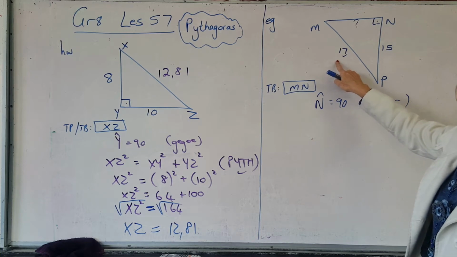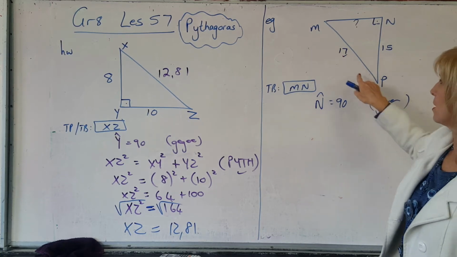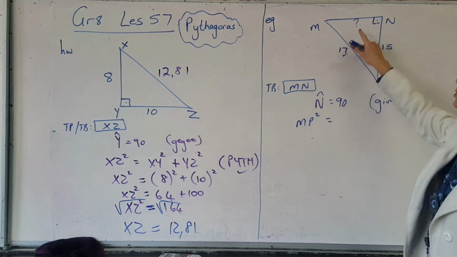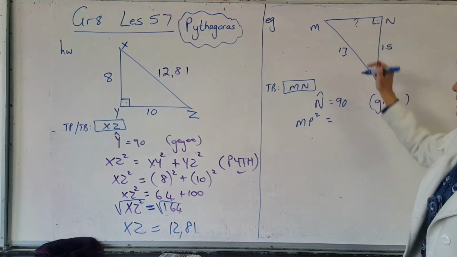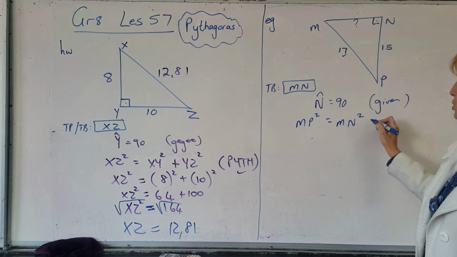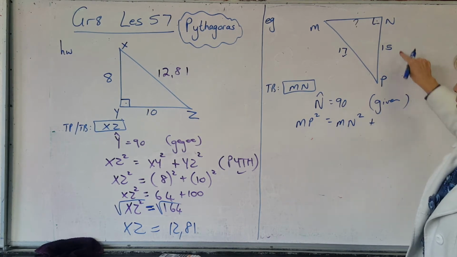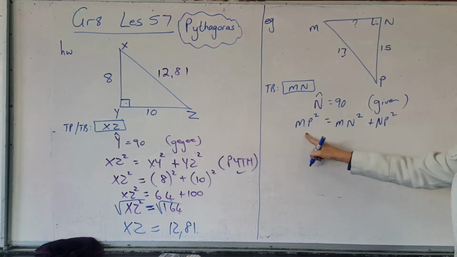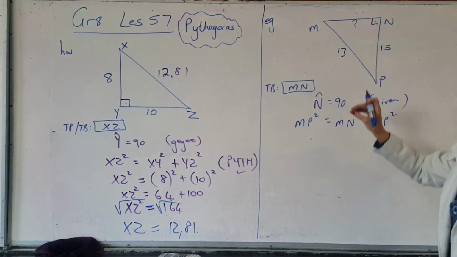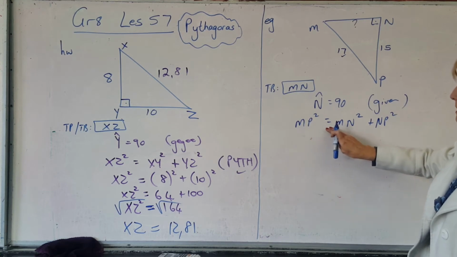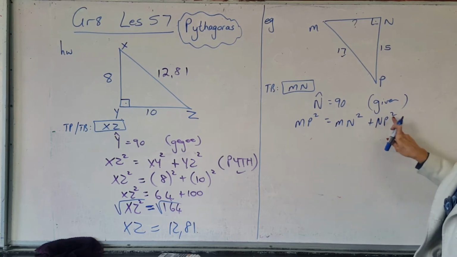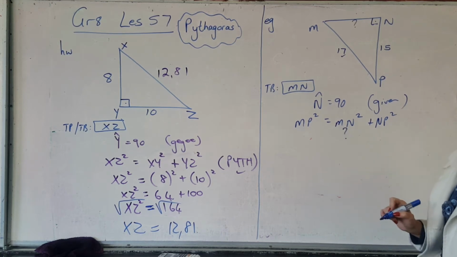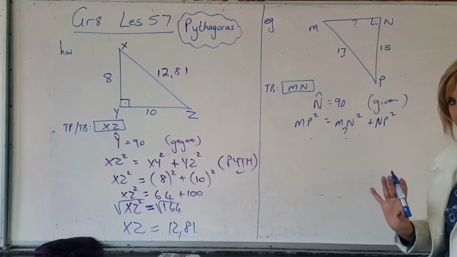Die vierkant op die skynsy, so the square on the hypotenuse side, MP squared, will be equal to the sum of the other two. Now, I don't know what MN is, but the square of MN plus the square of NP will give me MP squared. It stays the same. Die vierkant op die skynsy is gelyk aan die som van die vierkante van die ander twee sye. Now, this is the one I'm looking for. Not that one, but it's okay.